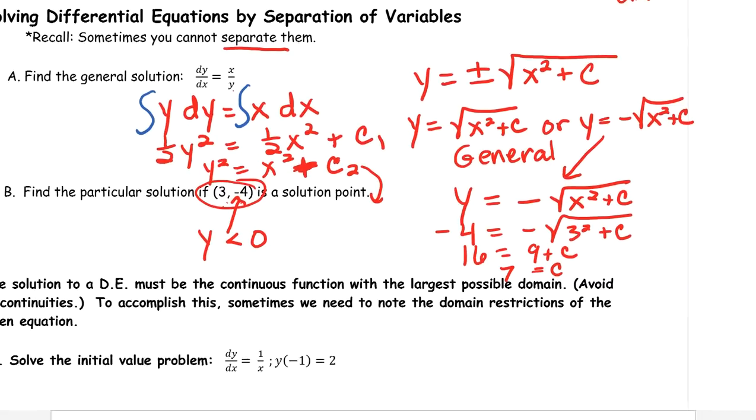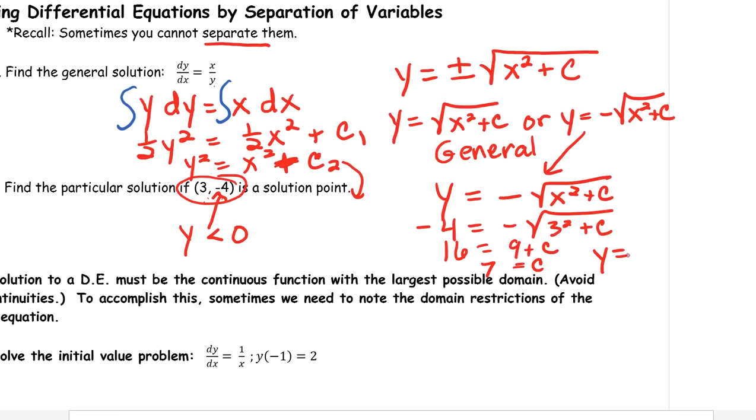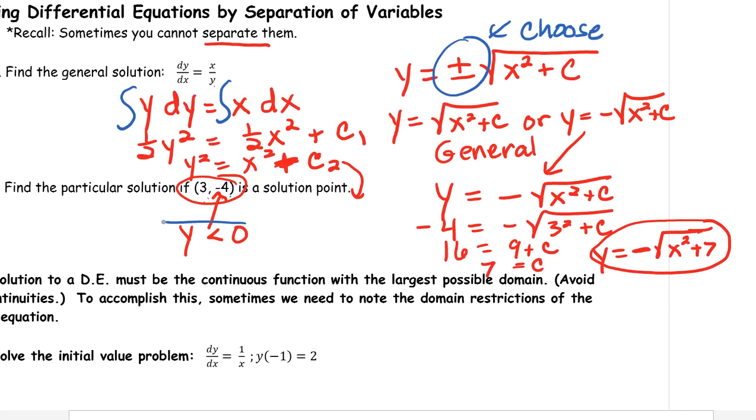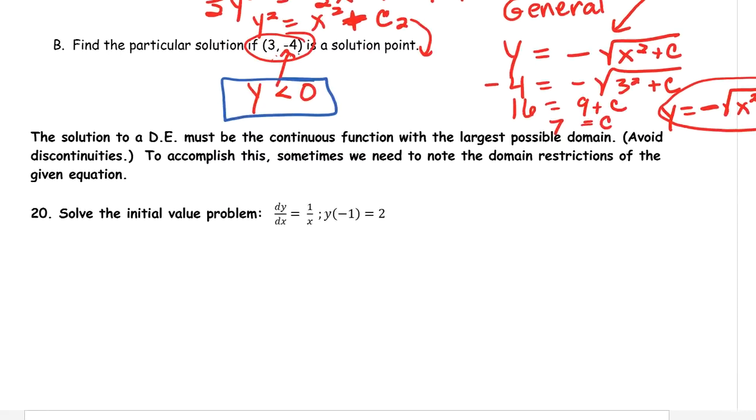So our particular solution, and I ran out of space a little bit here, is this opposite of the square root of x squared plus 7. So that is our specific solution. So remember that we can't keep both the positive and the negative branches. You would choose one branch, and you choose it because if this solution point has a negative y, that tells us that we're keeping the branch where the y coordinates are negative.